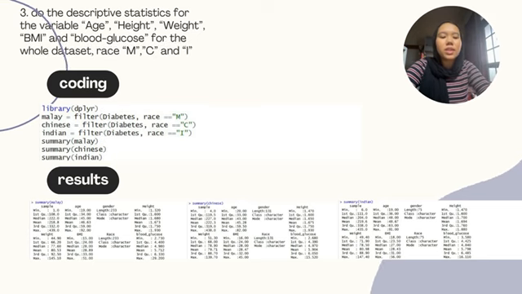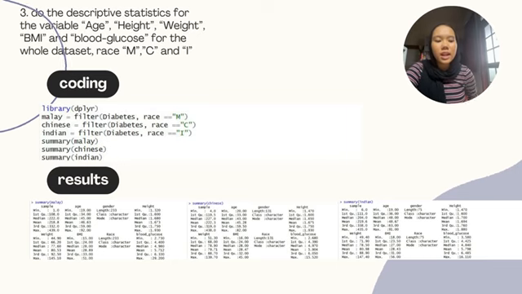Hello, my name is Fatin. So this question asks, do the descriptive statistics for the variables age, height, weight, BMI, and blood glucose for the whole dataset and races M, C, and I.